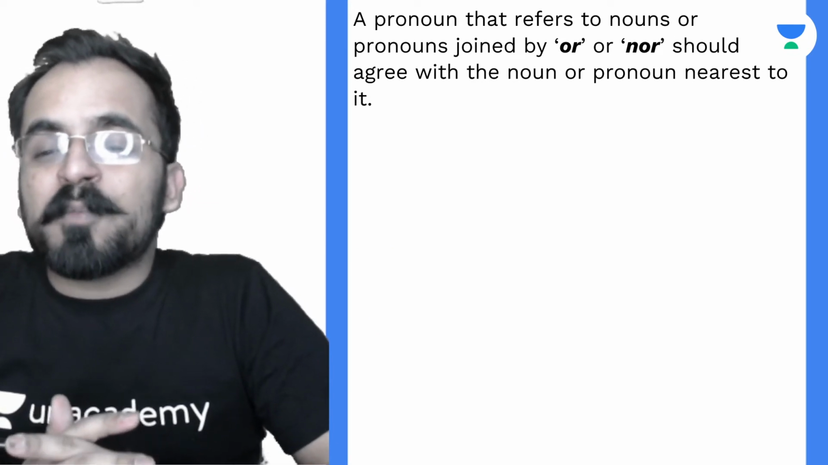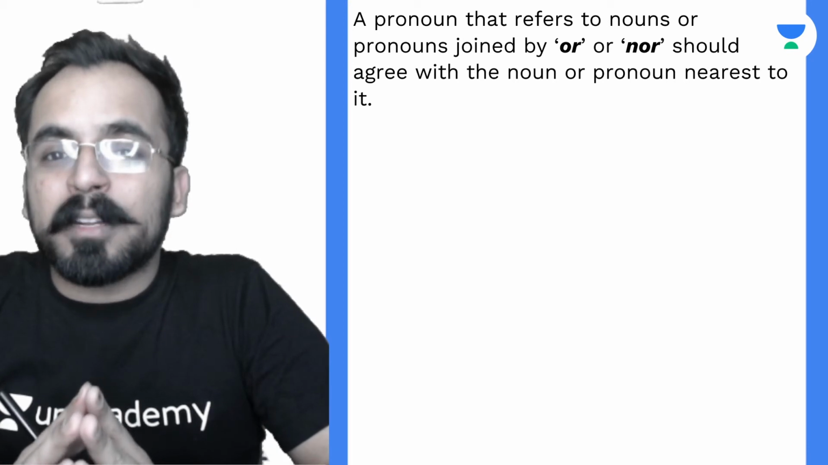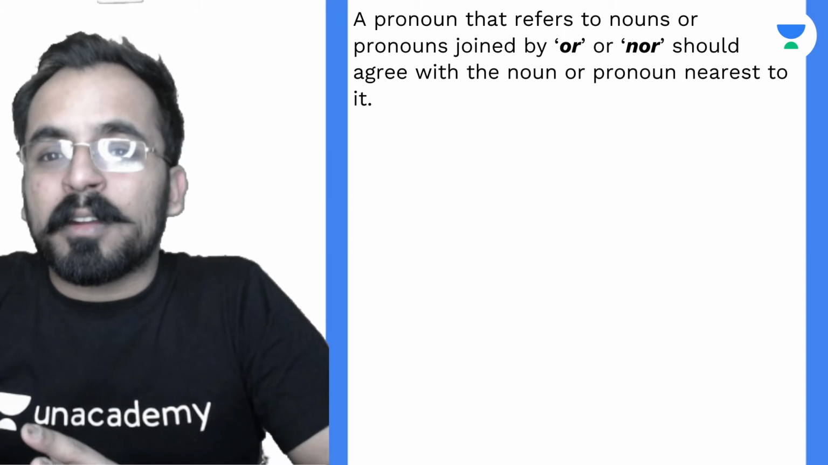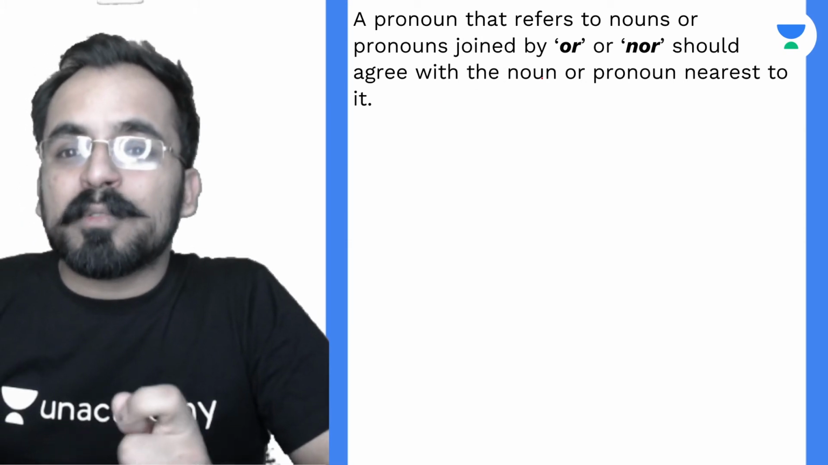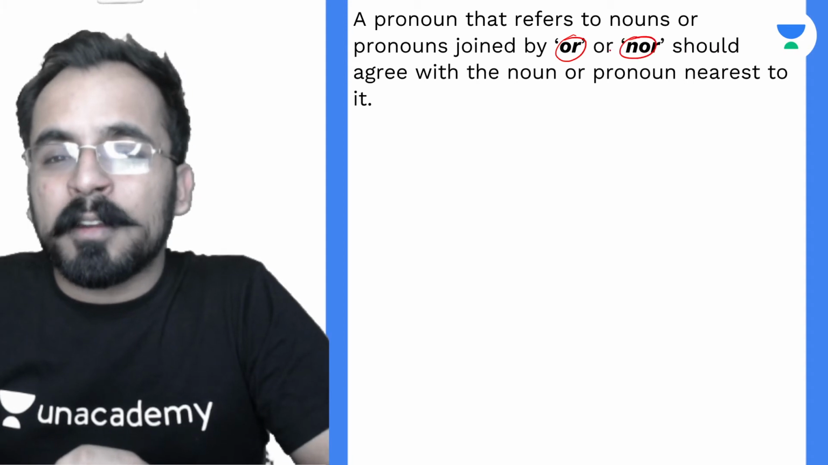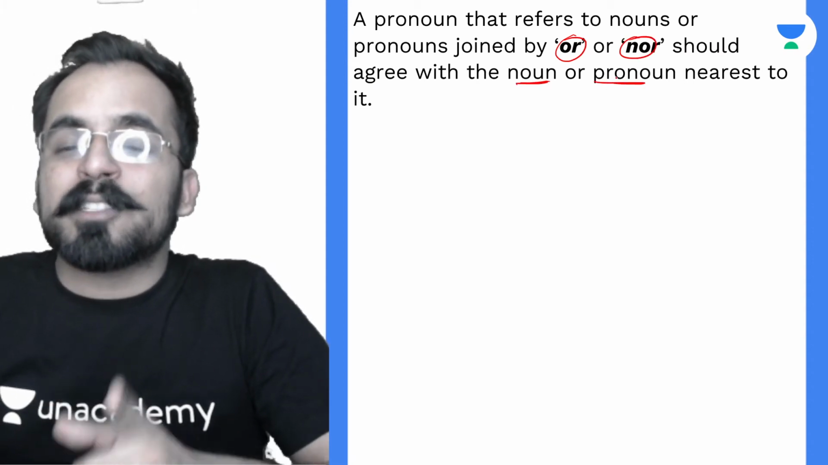Okay, so that was for compound antecedents. Now we are going to look at a very important rule, which is either-or and neither-nor. A pronoun that refers to nouns or pronouns which are connected by "or" or "nor" should agree with the noun or pronoun which is nearest to it.